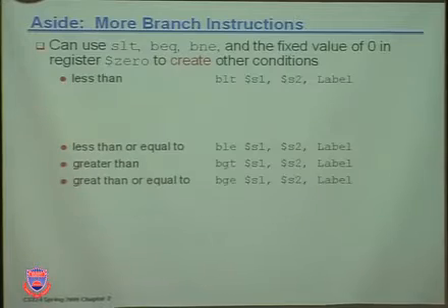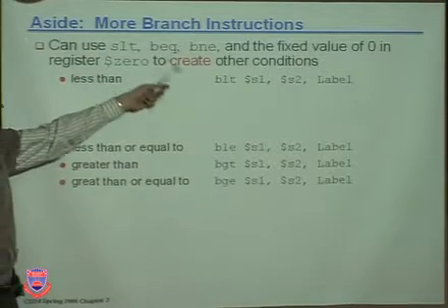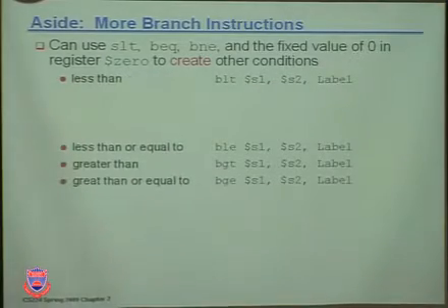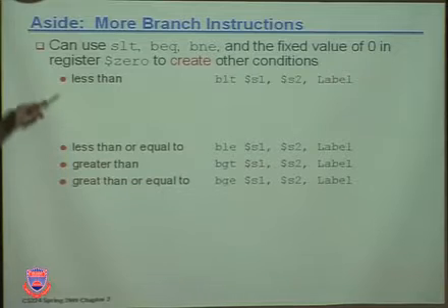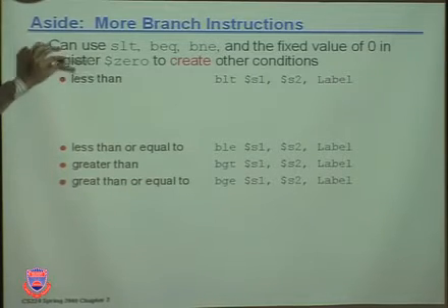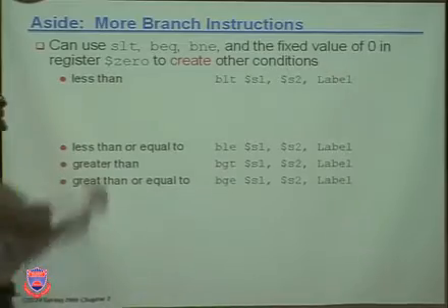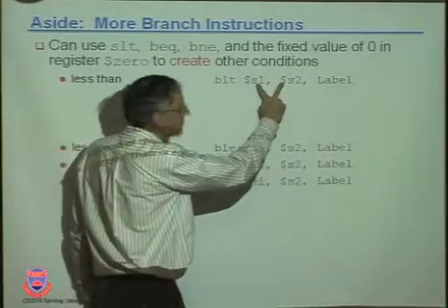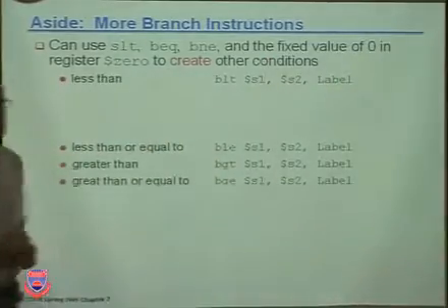Now, we can use set less than, BEQ, and BNE, and the fixed value of 0 in combinations to create other conditions. Let's name the other conditions. Branch less than or equal, branch greater than or equal. If we had a branch less than instruction, it would look like this. And we'd say, if this is less than that, then go to that label, else continue. But we don't have such an instruction.